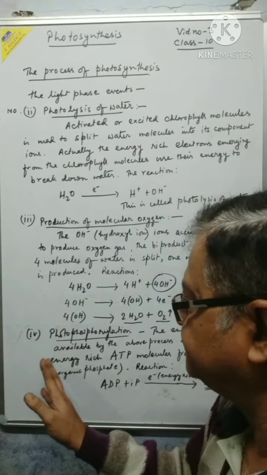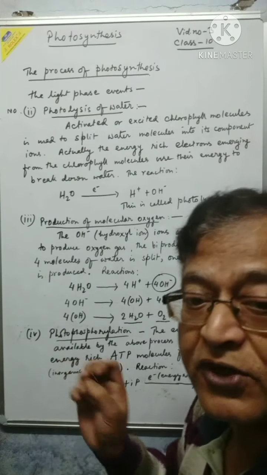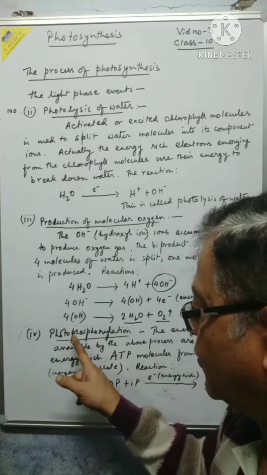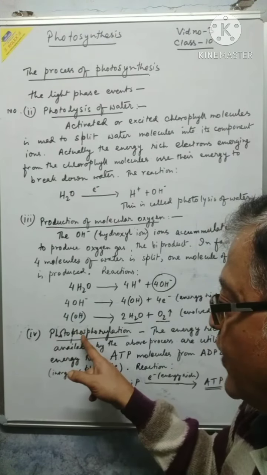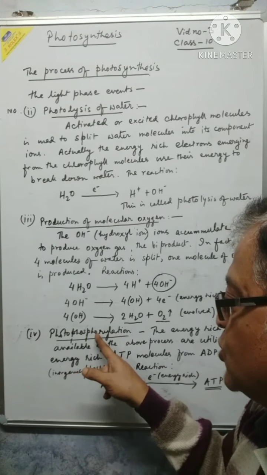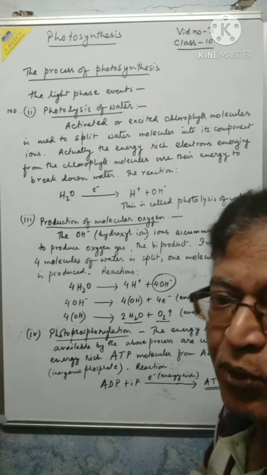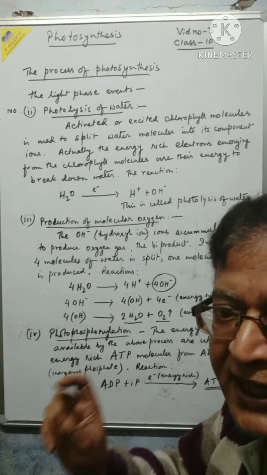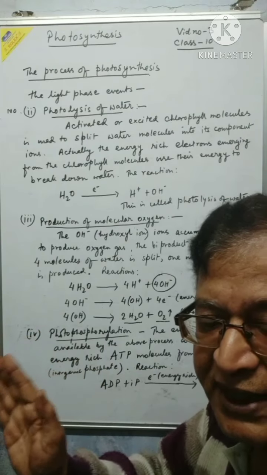Fourth event is another important event called photophosphorylation. Photo, phos, pho, rylation. Photophosphorylation. Please break them into syllables so that you can remember the spelling.